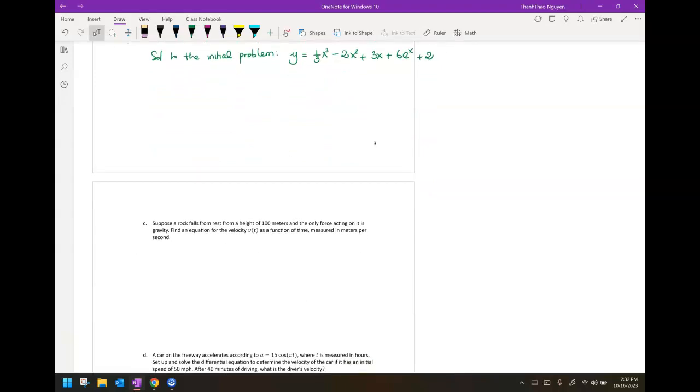Suppose that a rock falls from rest from a height of 100 meters and the only force acting on it is gravity. Find an equation for the velocity v of t as a function of time, measured in meters per second.